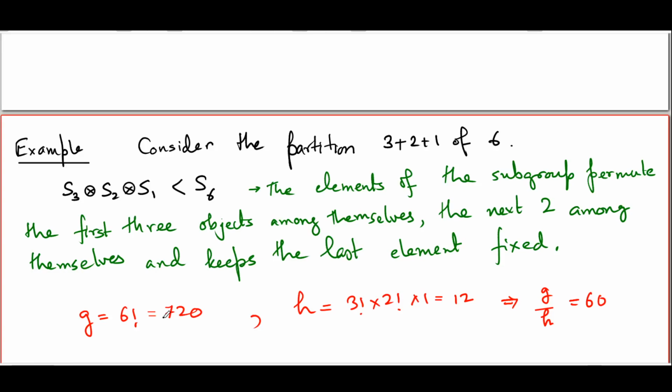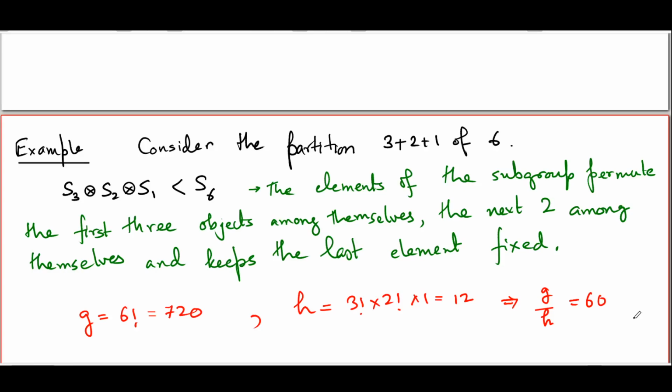G, the order of the group S6, is of course 6 factorial, that's 720. H, the order of this subgroup, is simply 3 factorial from S3 times 2 factorial from this times 1 factorial from S1, and that gives us a total of 12. So the G by H ratio, which is there in every one of these calculations, is actually 60.